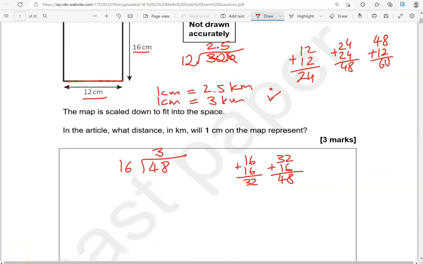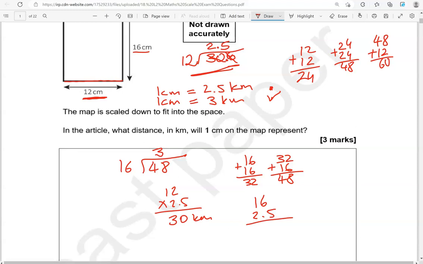So if we pick the first one, which is 1 centimeter equals 2.5 kilometers, that means that each of these centimeters here will be equal to 2.5 kilometers in reality. So the actual length will be 12 times 2.5, which would give us exactly 30 kilometers. We've done that already when we divided. So if we do the same now for the length, we're going to have 16 times 2.5. Let's see, what does that give us?